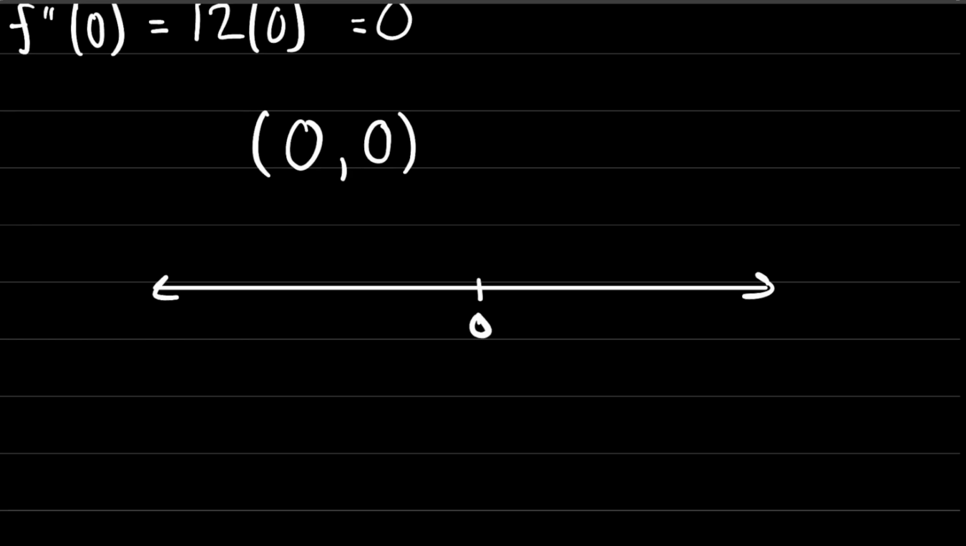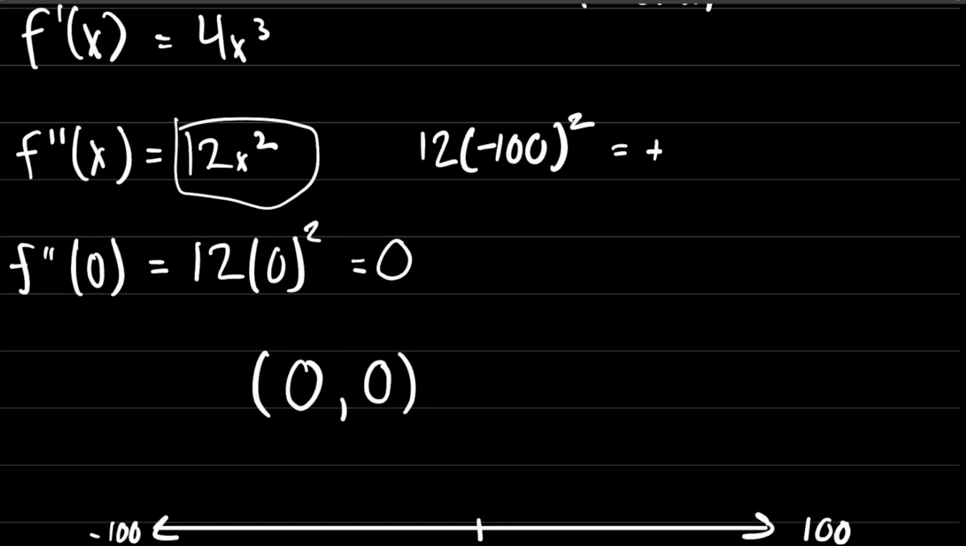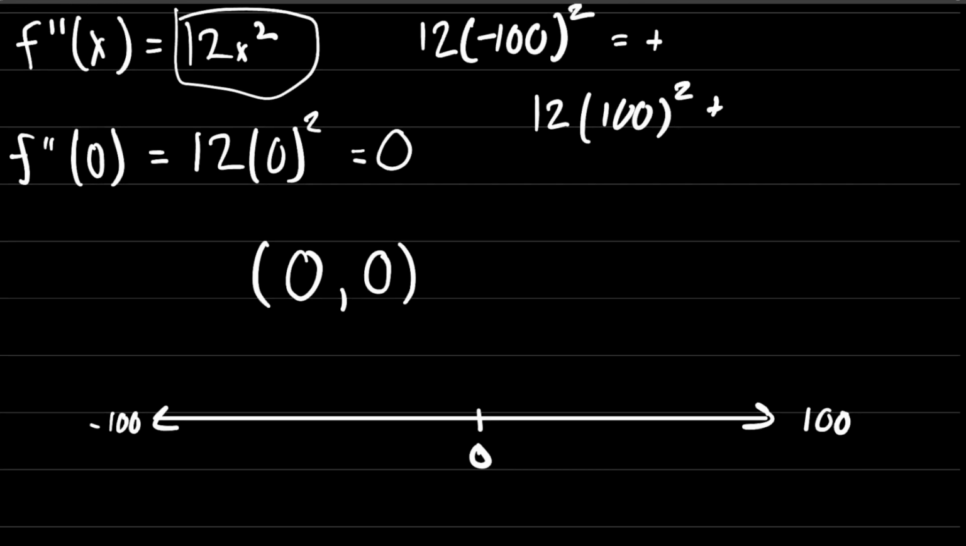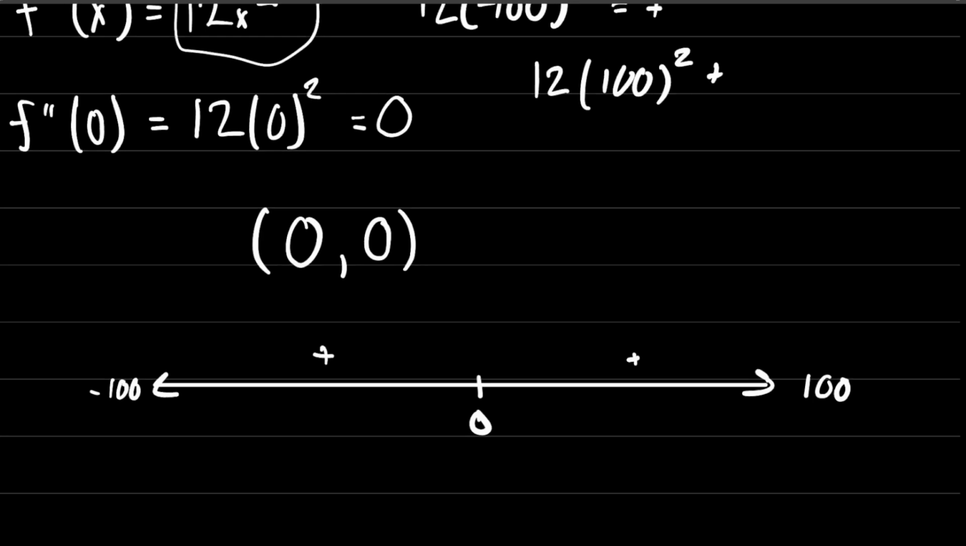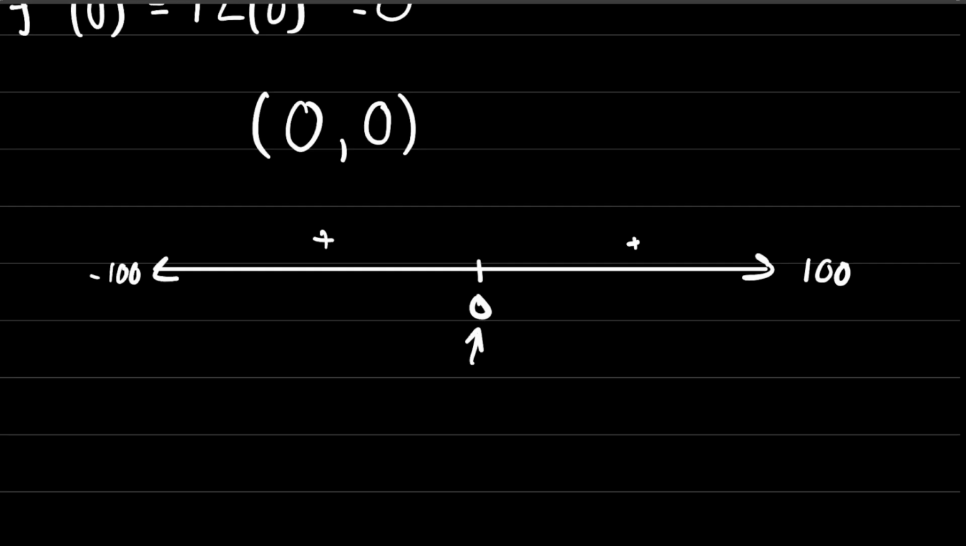Let's say the number we're going to use for this side is 100 and this side is negative 100. We come over to this function and say 12 times negative 100 squared. Well, that's positive, because the squared turns negative 100 times negative 100 into positive 10,000. Then 12 times 100 squared is also positive, because that's a positive times a positive. So we get positive, positive, which means that 0 is not an inflection point, because it stays positive. It does not switch from being concave up to concave down or the other way around.